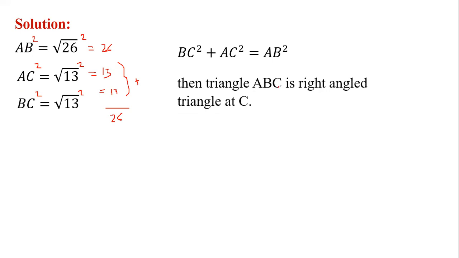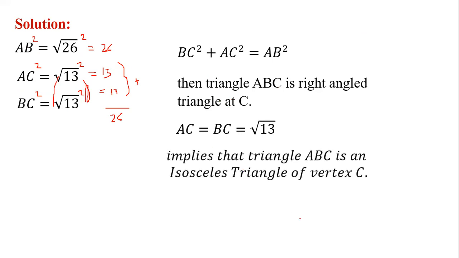So the converse of Pythagoras theorem here is satisfied, and we can say that triangle ABC is a right-angled triangle by applying the converse of Pythagoras theorem. Add to it that two sides are equal to each other. A triangle containing two equal sides is an isosceles triangle. So the nature of triangle ABC is a right isosceles triangle of vertex C.